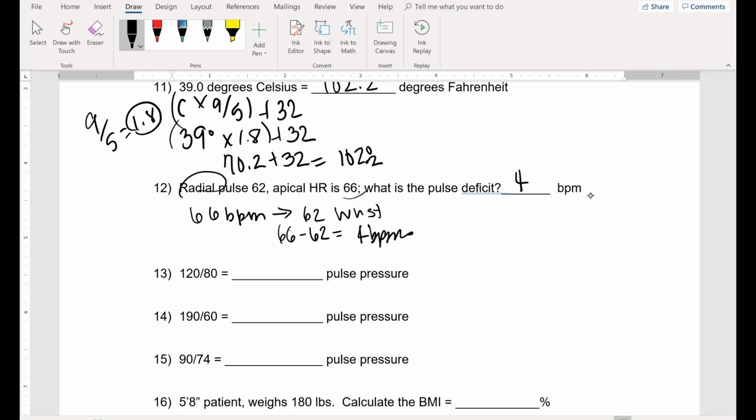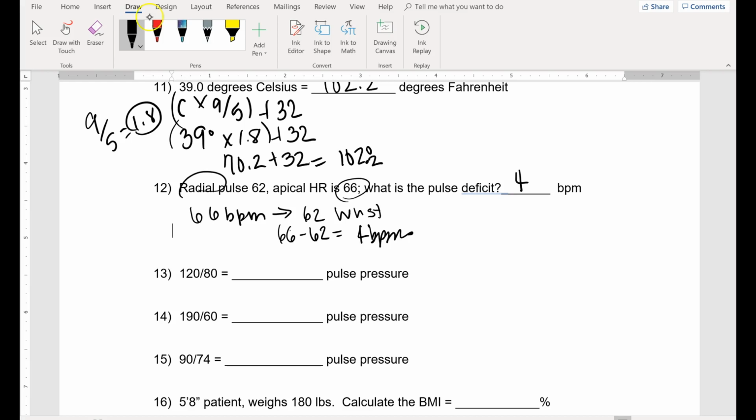We're just taking the apical heart rate, which is the heart rate. Let's see if we have a little person here. Okay, their apical heart rate here is 66. By the time it makes it to their arm, we've lost 4 in between. Does that make sense? Okay. All right.